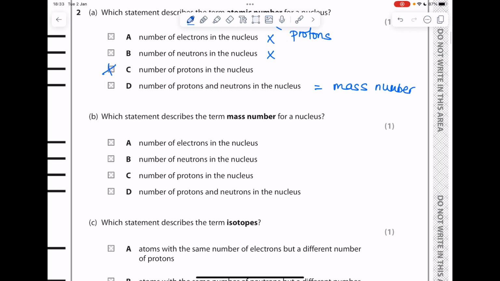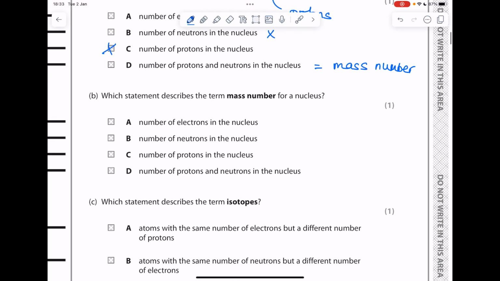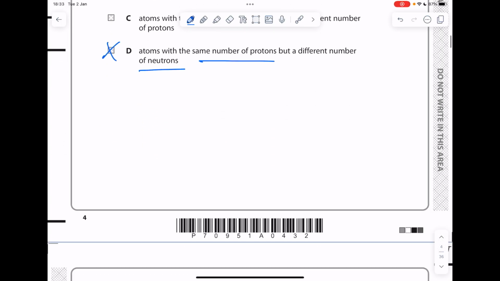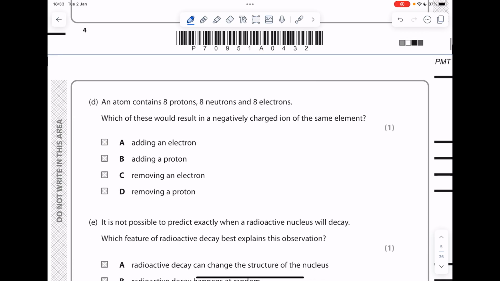Which statement describes the mass number? Gosh, I keep answering these questions before I get to them. It will be this one. Which statement describes the term isotopes? Remember, it's atoms of the same element with the same number of protons, but a different number of neutrons. You will have to learn that definition so you don't get confused between the options. The answer is D.